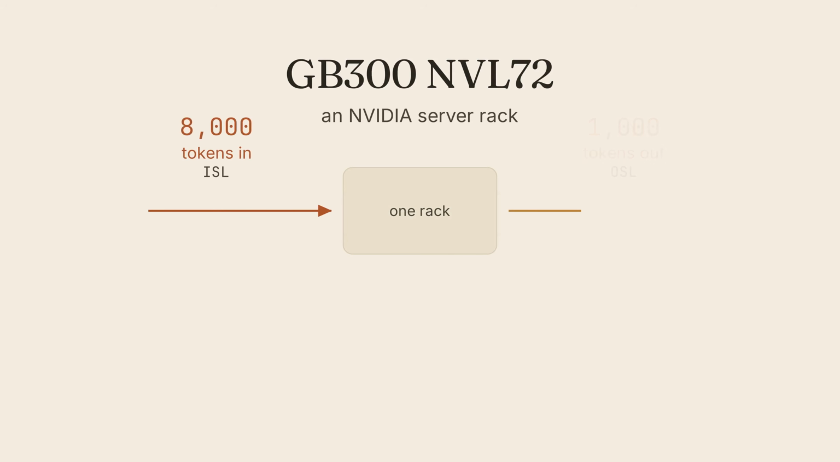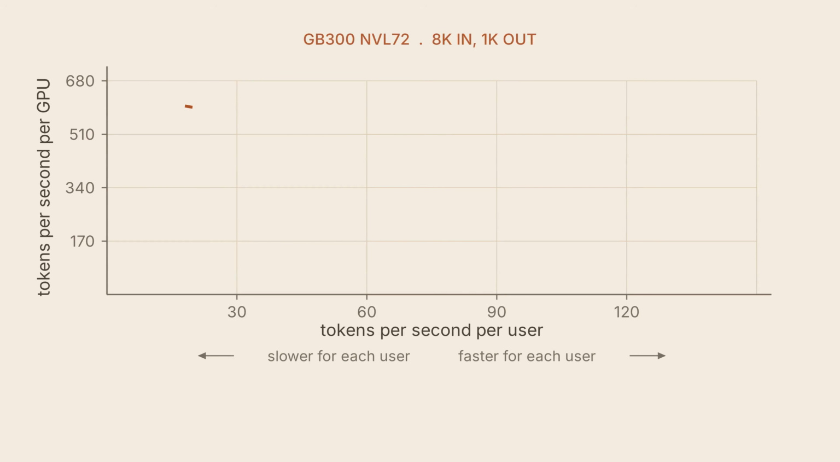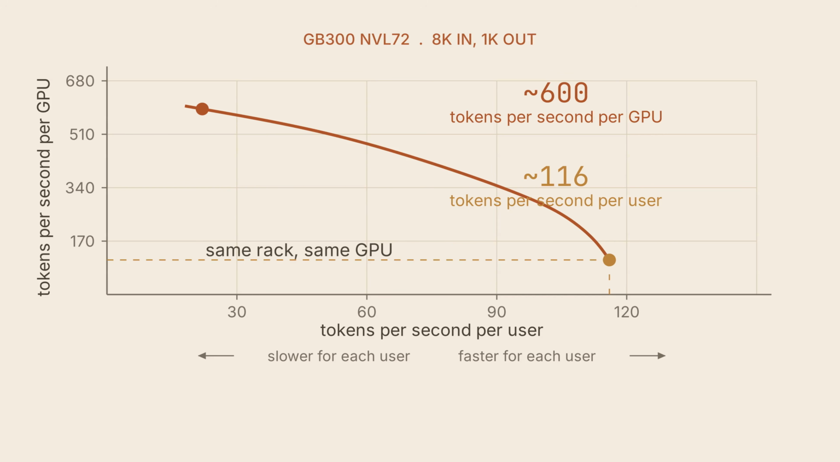So what does that look like on a real machine? Take a GB300 NVL72 rack. That's an NVIDIA server rack, and we're putting 8,000 tokens in and getting 1,000 back out. So that's a summarization workload, and I'm naming that shape out loud on purpose. That same rack, running that same model, can be operated at about 600 tokens per second per GPU, or at about 116 tokens per second per user. Same rack with same GPU. So that's 2 points on one curve.